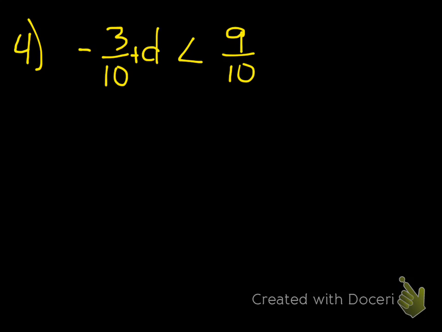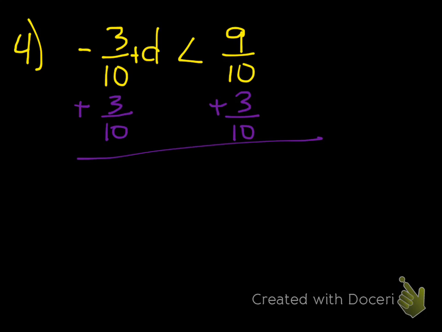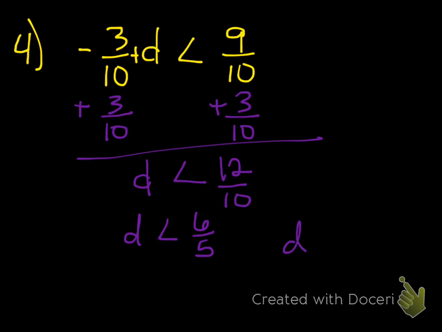We want to solve for d, so we're going to get rid of the 3/10 by adding it, doing the inverse. Negative 3/10 plus 3/10 is 0, so we're left with d is less than 9 plus 3 is 12/10. That could also have been d is less than 6/5. You also could have written d is less than 1 1/5, and you could have done a decimal as well.